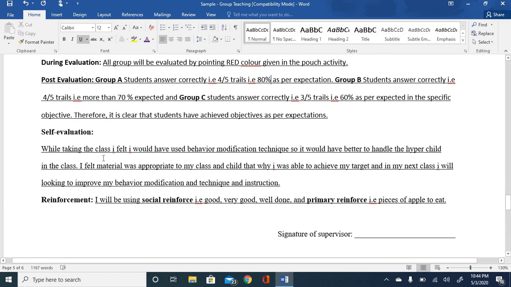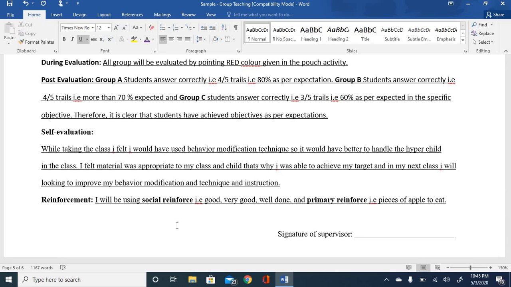Then self-evaluation. Self-evaluation is what exactly you have felt during the teaching learning process. For example, I have written: while taking the class, I felt I would have used behavior modification techniques, so it would have been better to handle the hyper child in the class. I felt the material was appropriate to my class and the child. That's why I was able to achieve my target. And in my next class, I will be looking to improve my behavior modification techniques and instructions.